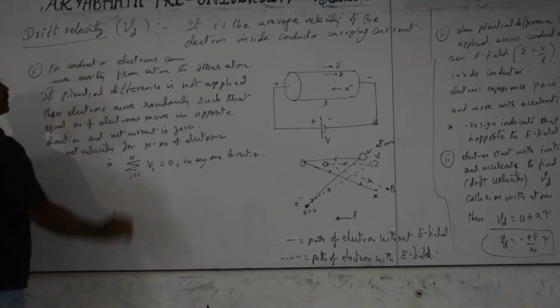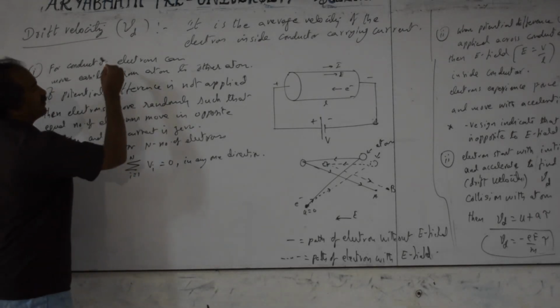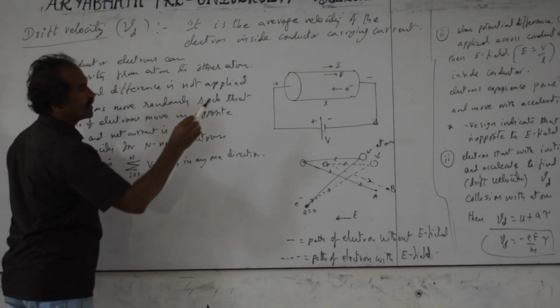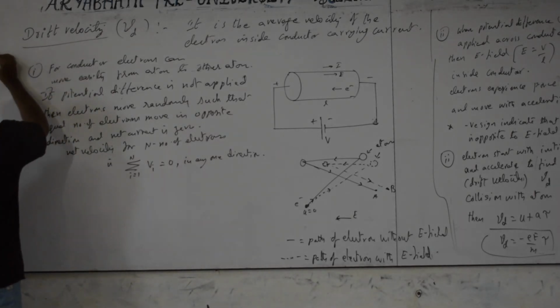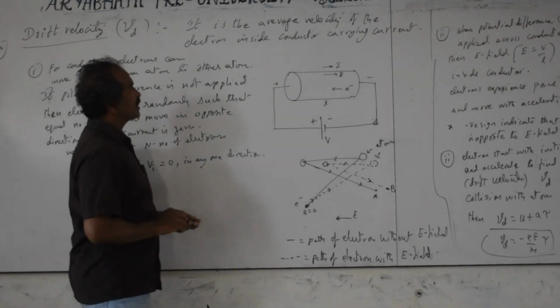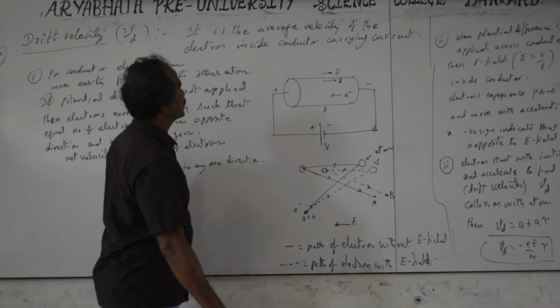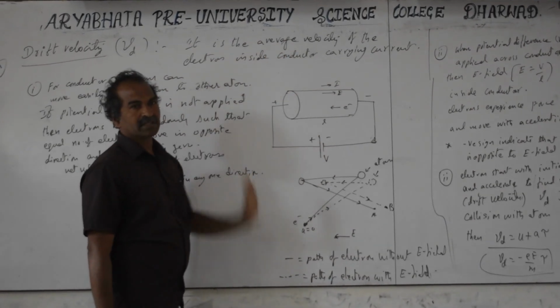In the previous class, we stopped at drift velocity. I already explained part of it, but we will revise that point and also the derived equations, the required equations. This is very important for 3-mark questions and also for problems. Drift velocity is the average velocity of the electrons inside a conductor carrying current. We can simply say it is the average velocity of the electrons in the conductor.